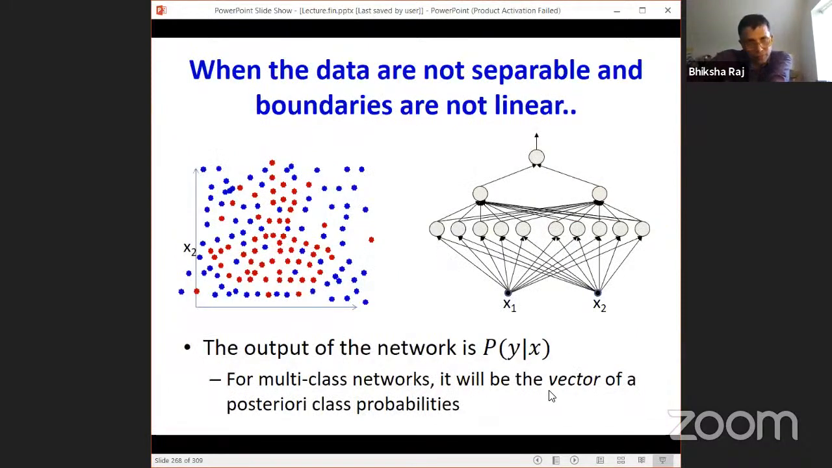And so even when you have data that are not really separable or when they're not linearly separable, regardless of the nature of the data itself, the problem, and regardless of the nature of the network, it is still going to try to output the a posteriori probability of the class given the input, subject to the induction biases that are imposed by the structure of the network. So for multi-class networks, it will actually be a vector of a posteriori class probabilities for all the classes.